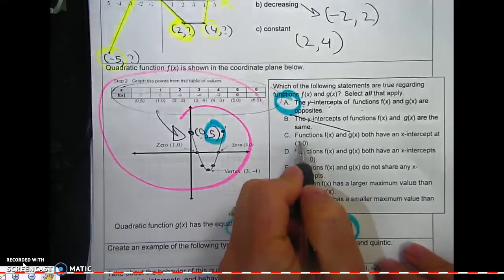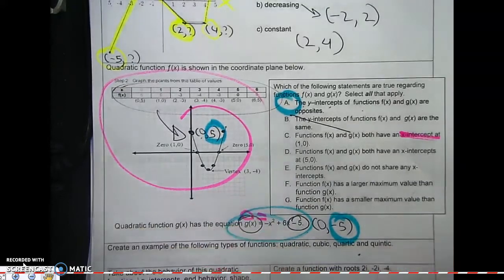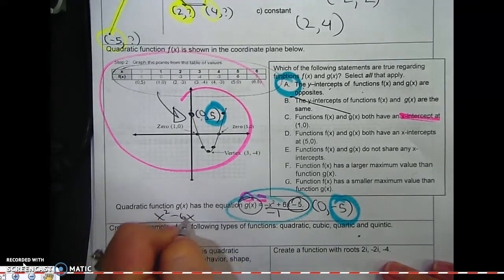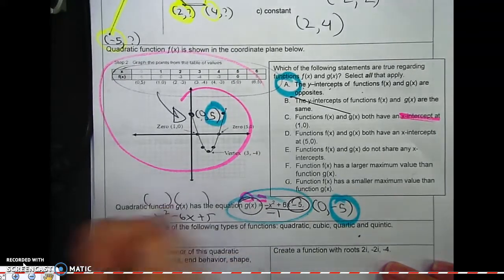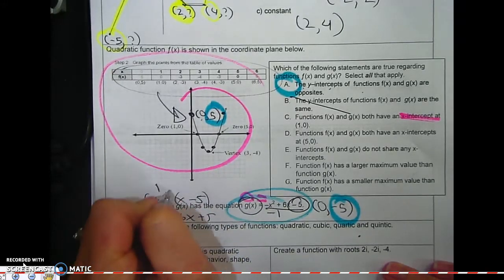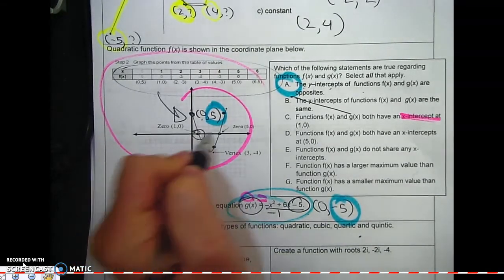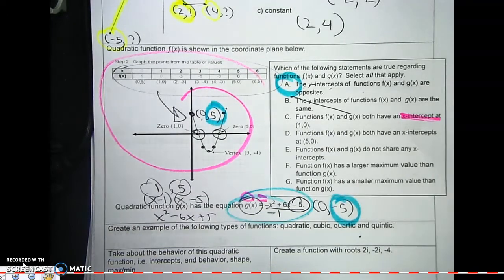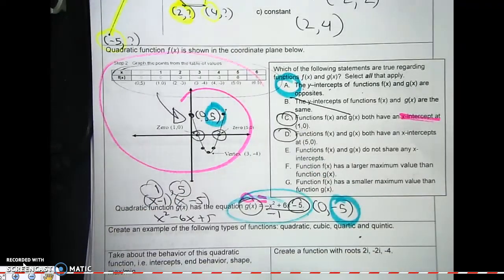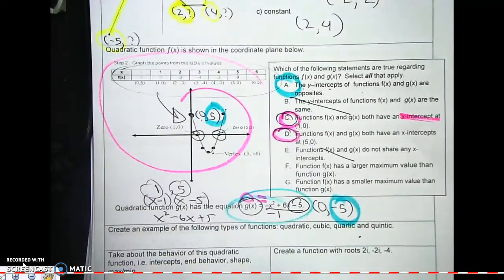Okay? The functions have an x-intercept. So if I'm going to find the zeros, I need to set this thing equal to 0. I'm going to divide by -1, which leaves me x squared minus 6x plus 5. I factor it, two numbers that multiply to 5 and add to 6, -1 and -5. So my zeros for g of x are 1 and 5. And for f of x, they're also 1 and 5. So they're exactly the same, which means it affects C and D. Okay. And obviously they do share because we just said they're exactly the same.